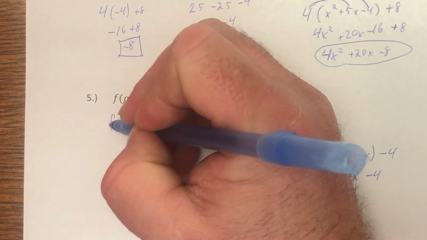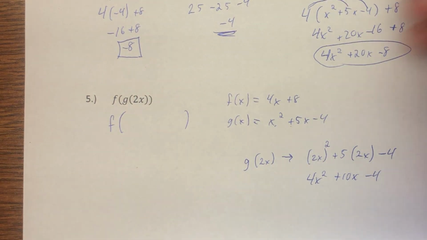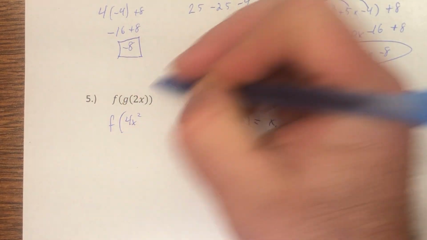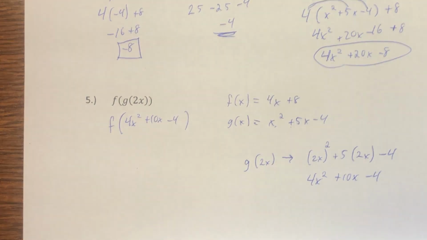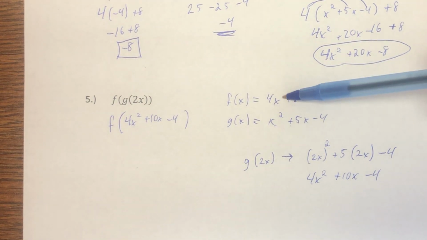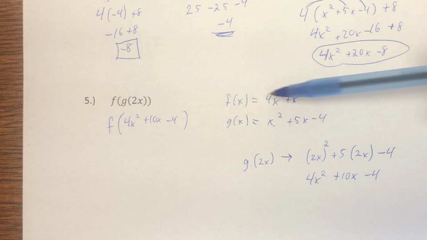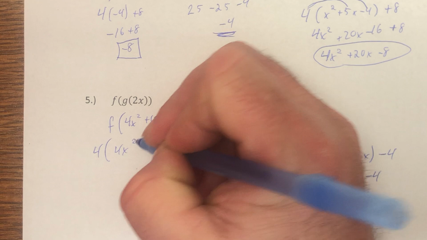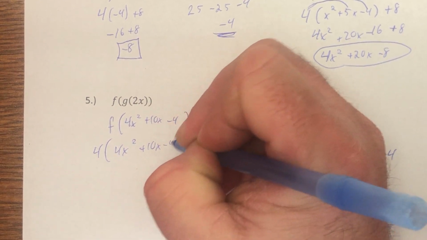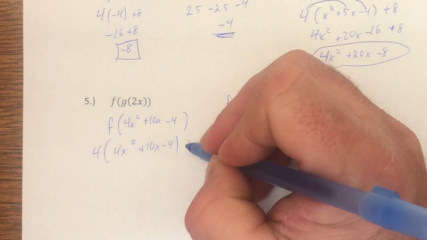So now I'm just going to replace g of 2x with that expression, 4x squared plus 10x minus 4. So now I go to f's function, wherever I see an x, replace it with that expression. So it's going to be 4 times 4x squared plus 10x minus 4, and then plus the 8 at the end.